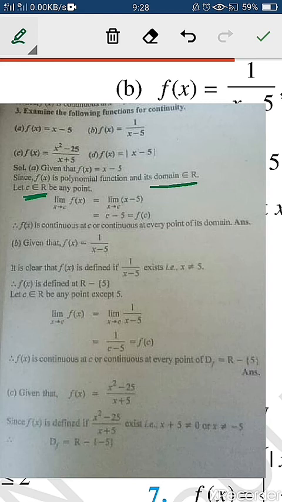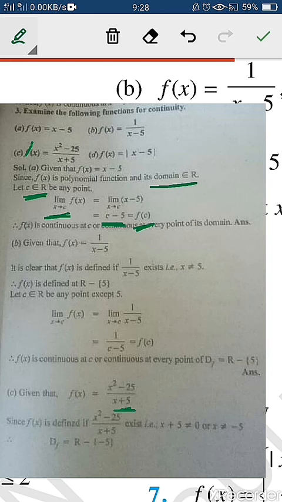So you take one point c in its domain, belonging to the real numbers, and you take the limit as x approaches c, that is any number. When you put any point here, you will get c minus 5, which is equal to f of c. Hence this is a continuous function in its domain. Take the case of the third part. Now f of x is equal to x square minus 25 upon x plus 5.